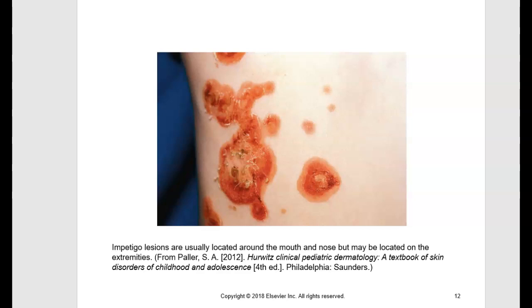Good hand washing and careful hygiene are imperative to prevent the spread of the infection and should be emphasized to the child and caregivers. The child should not attend school or daycare for 24 hours after beginning treatment. There's a purple nursing process box for care of the child with impetigo on 1179. And I want you to look over that on your own and pay particular attention to interventions.